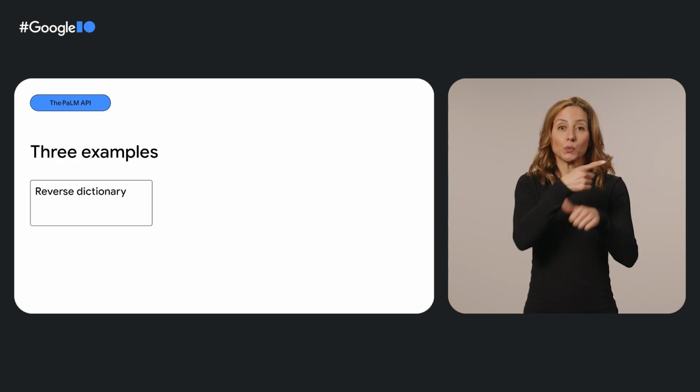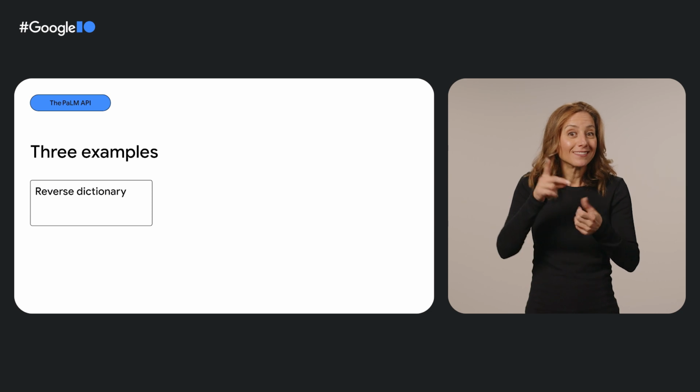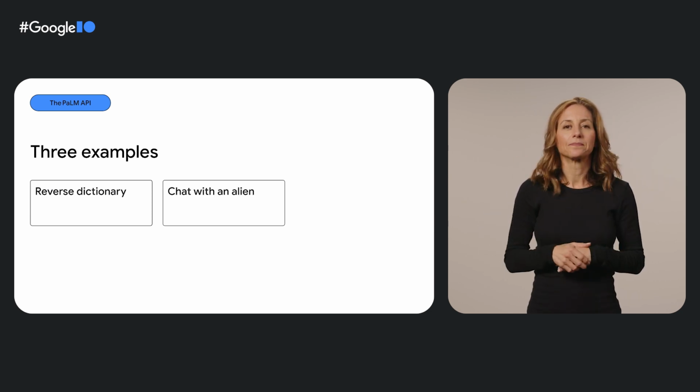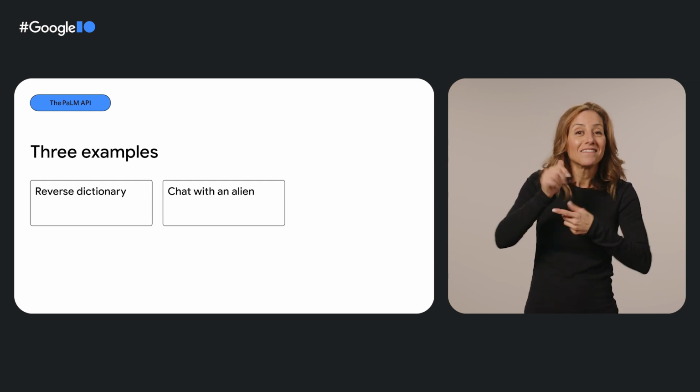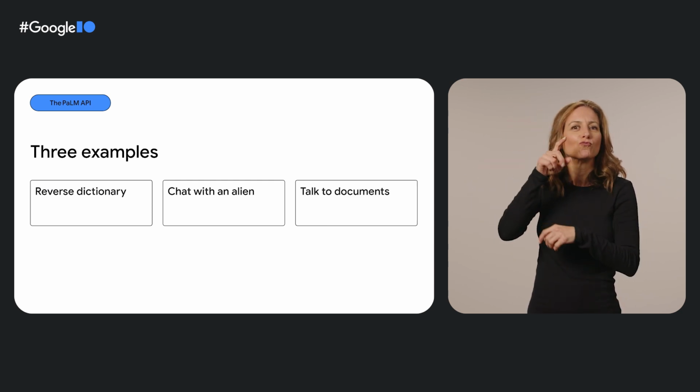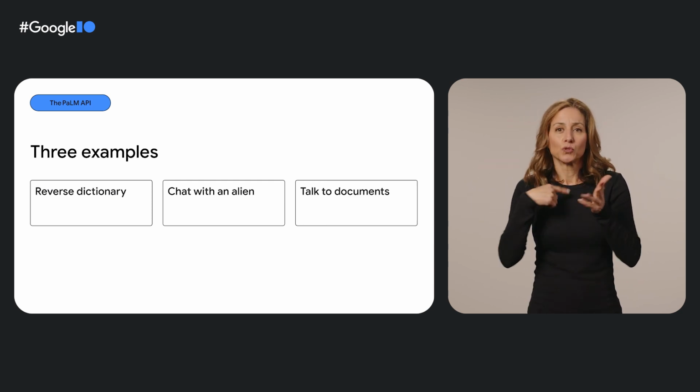First, you'll use the API to help you create a reverse dictionary. You'll provide the definitions, and the API will guess the word. Next, you'll create an interactive application. You'll configure the API to pretend it's an alien that lives on one of Jupiter's moons, and you'll ask it for travel tips. Finally, I'll show you how to create an application that can answer questions about your own data.